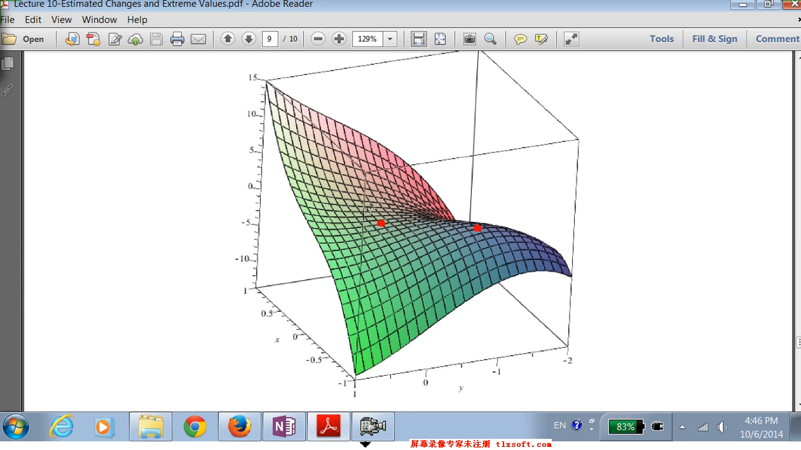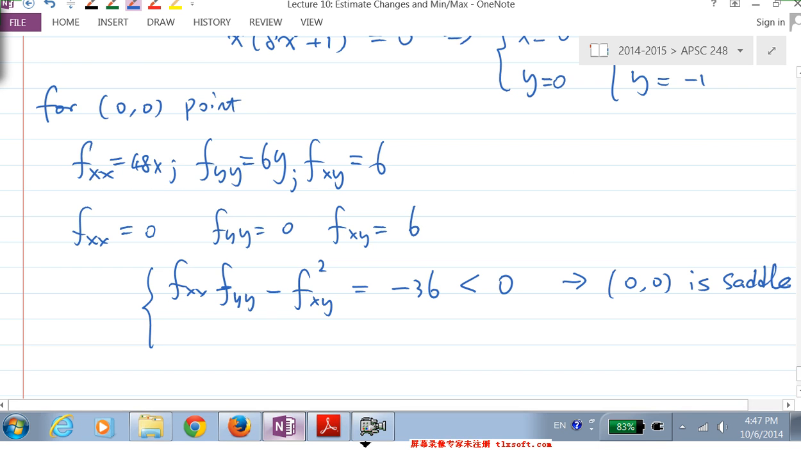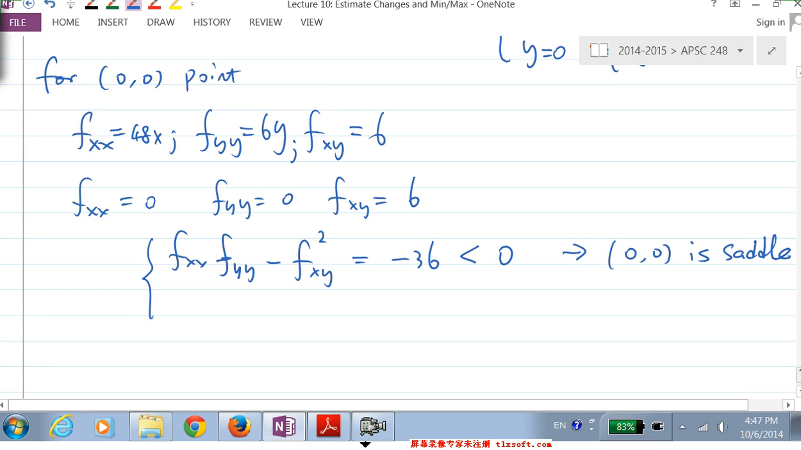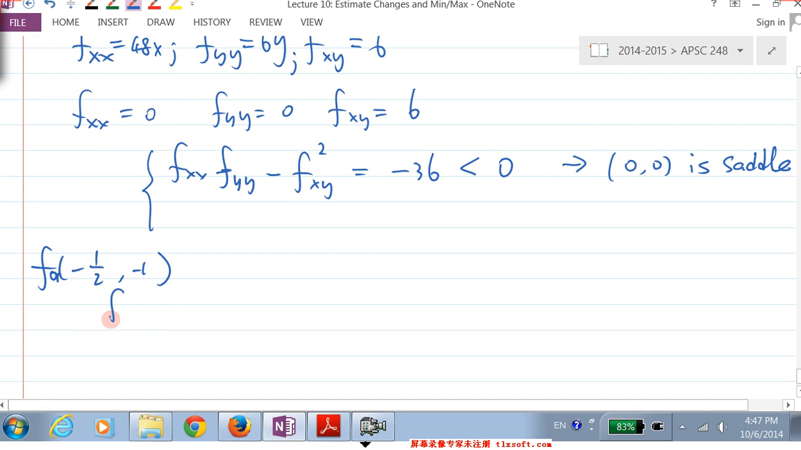You can see that as you're walking this way, you're kind of decreasing, and as you're walking that way, it's increasing. You can see the direction determines the increase or decrease. So you can try out the other one, the negative 1/2, negative 1 location. Now let's quickly do that.